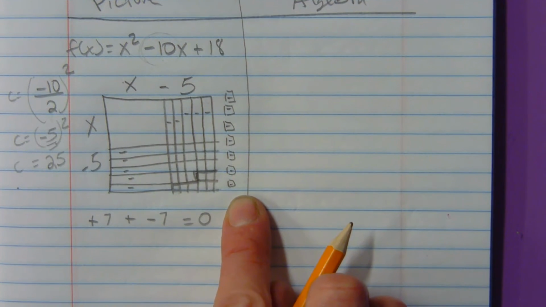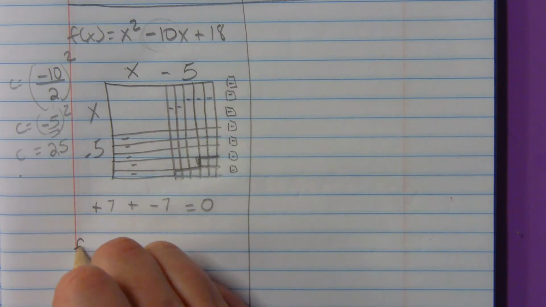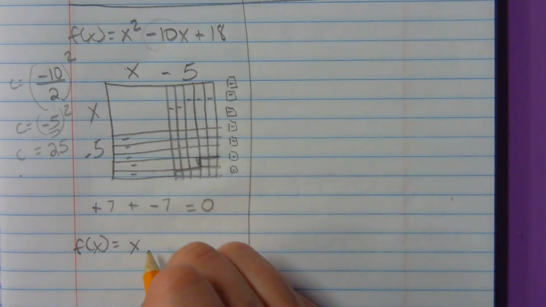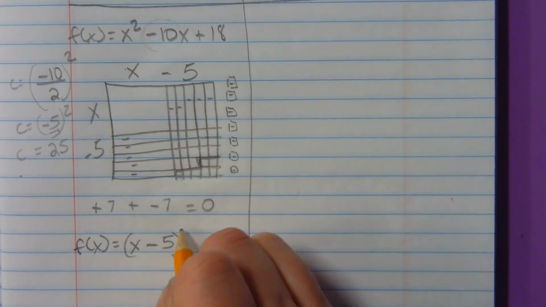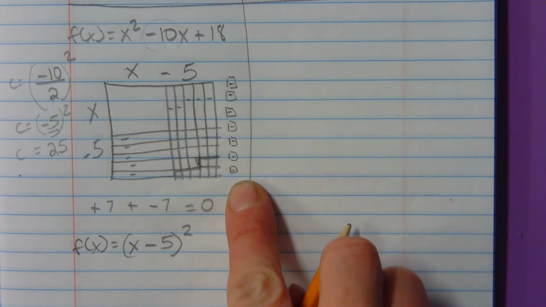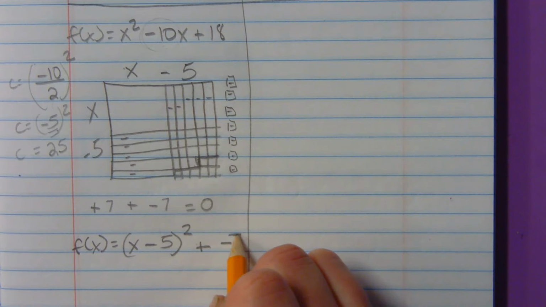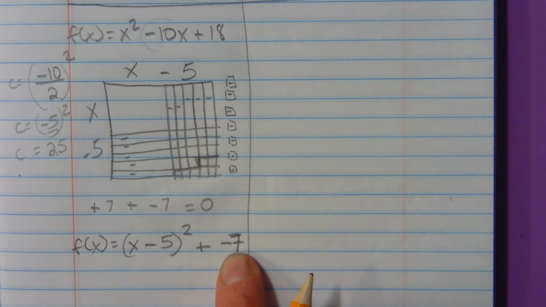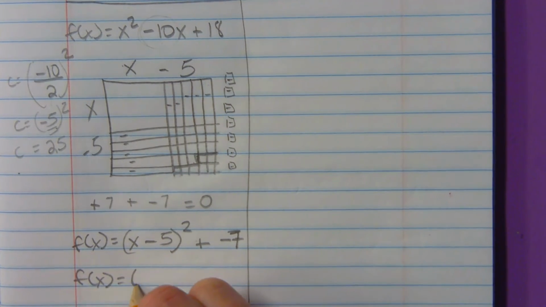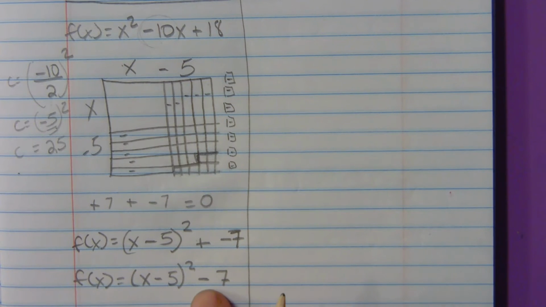And so when I write out my equation, I have f of x equals, my square is (x minus 5) squared, and then what's on the outside are 7 negatives. So I'm going to put plus 7 negatives, but we don't typically write it this way. We're going to just rewrite that a little bit neater as minus 7.